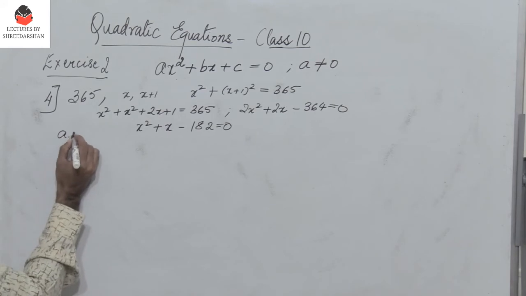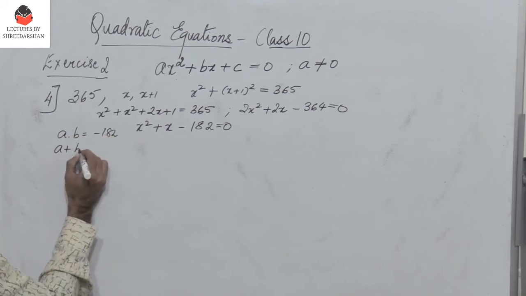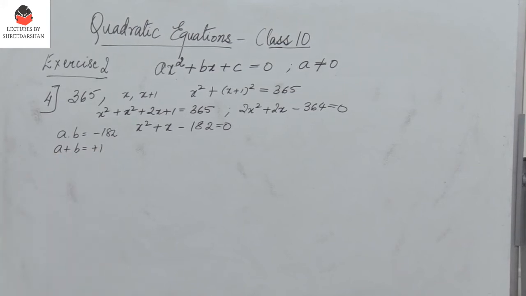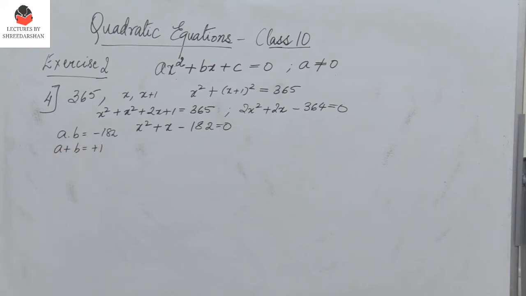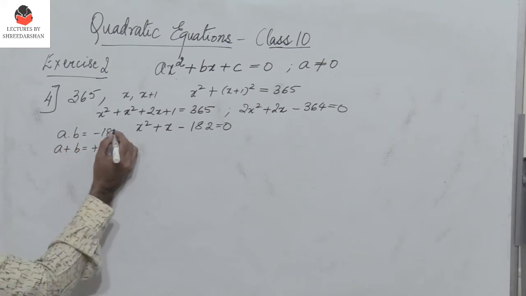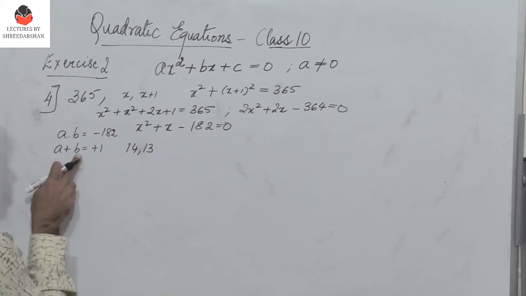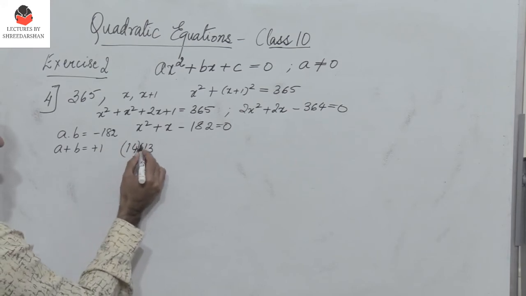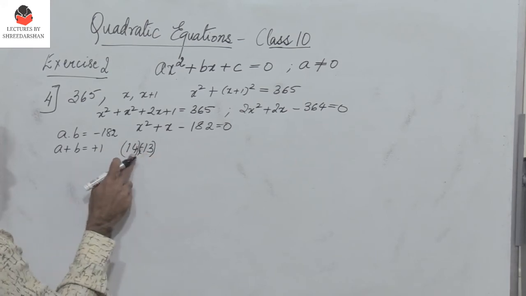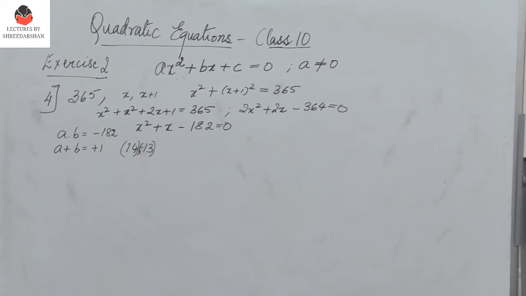So here I have a into b, which is minus 182, and a plus b equals plus 1. So just remember, we just finished the previous problem where we multiplied two numbers and that was equal to 182. What are those two numbers? They are 14 and 13. So when do I get 1? So if a is 14 and b is minus 13, I get 1. And when I multiply 14 into minus 13, I get minus 182.